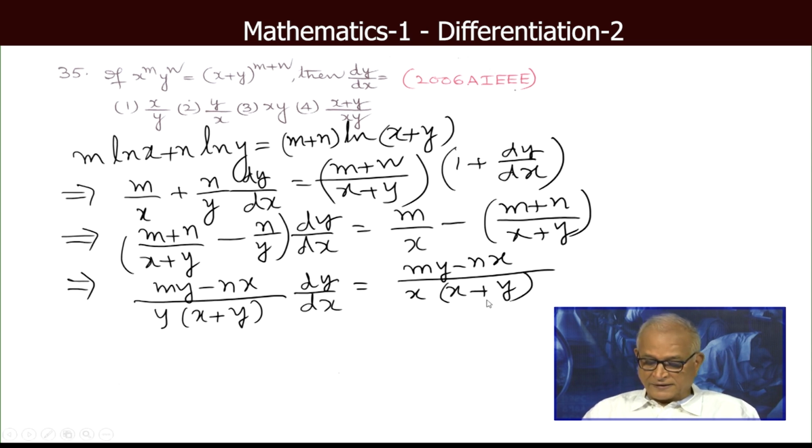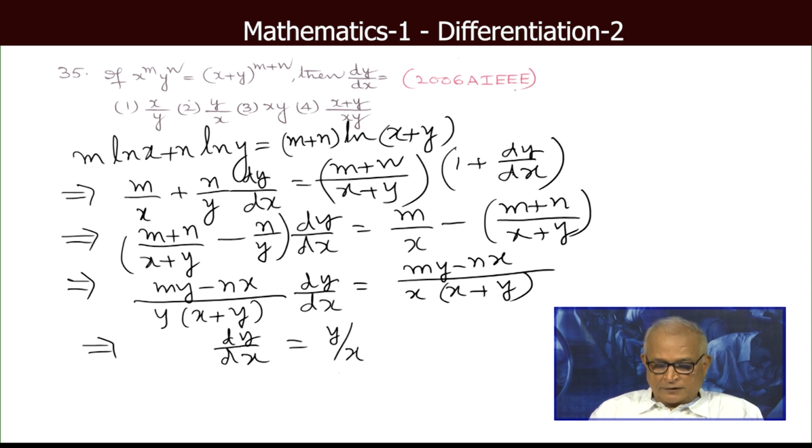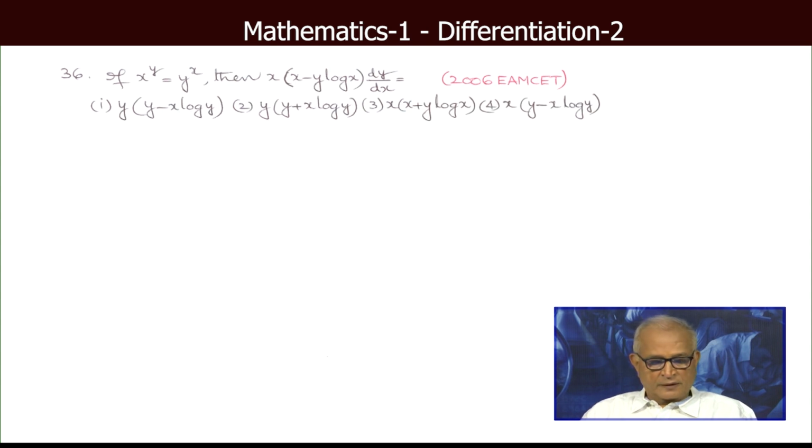Well, my minus nx by x plus y can be, assuming that can be cancelled, 1 by y dy/dx equal to 1 by x, or dy/dx equal to y by x. So, that is the answer, y by x. I think the question carries 6 marks in that paper, 2006 EAPCET. Okay, next. 36, EAPCET paper of 2006.